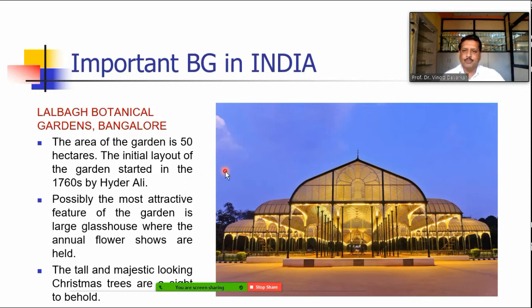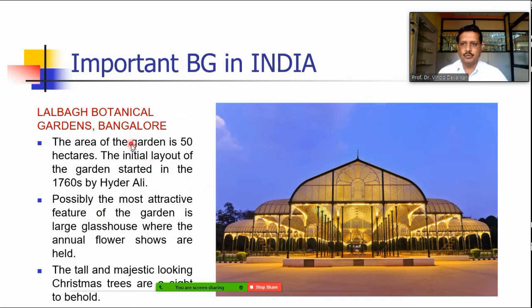So this is one of the important botanical gardens in India, and the tall, majestic-looking Christmas trees are taking the breath of the visitors. So it is Lalbagh Botanical Garden situated at Bangalore. Then Government Botanical Garden at Ooty.